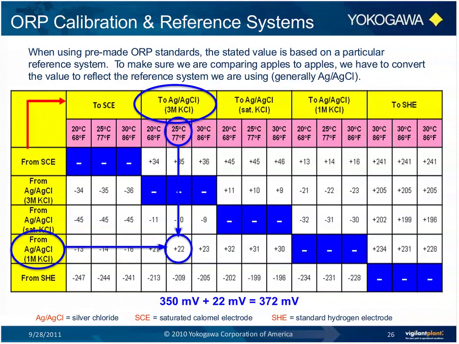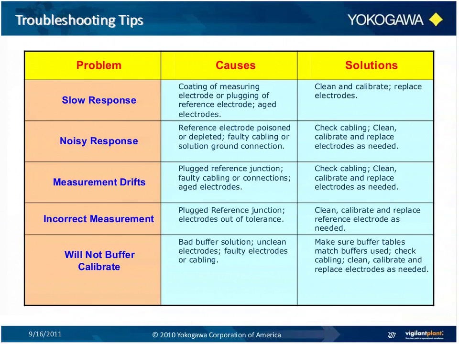So here are some troubleshooting tips for the most common problems that we see. If you're getting a slow response, this could be due to coating on the metal electrode or plugging of the reference junction. If you're seeing a noisy response, this could be because the reference electrode is either poisoned or the KCl could be depleted out of it. Noisy or drifting measurements could also be caused by old cable or a plugged reference junction.